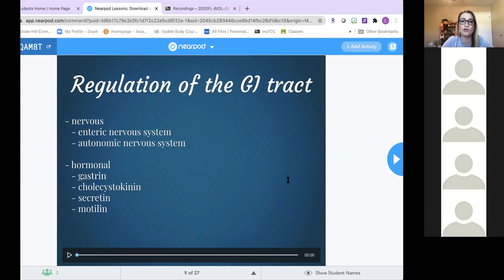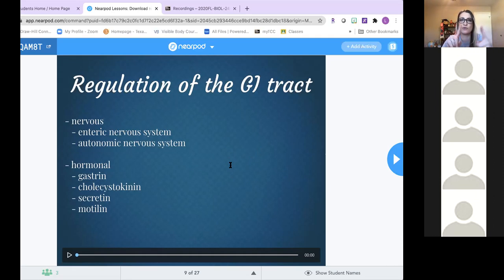Our hormonal control is going to involve 4 hormones. Gastrin, that comes from the stomach. We'll mention it again when we get to the stomach. And gastrin is going to increase motility of the stomach. And then you have secretin and cholecystokinin and motilin, and these come from the small intestine. Secretin and cholecystokinin increase secretions from the accessory digestive organs, and motilin initiates motility in the small intestine. So its name kind of suggests what it does, right?